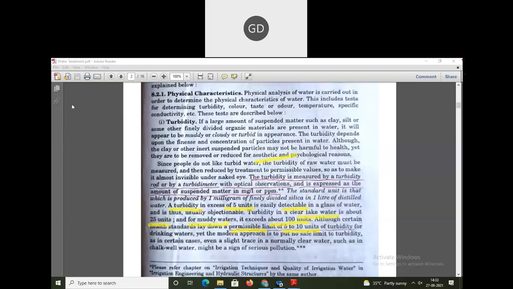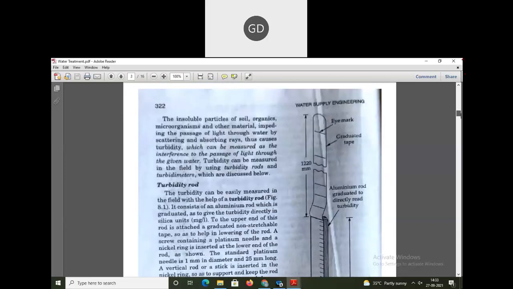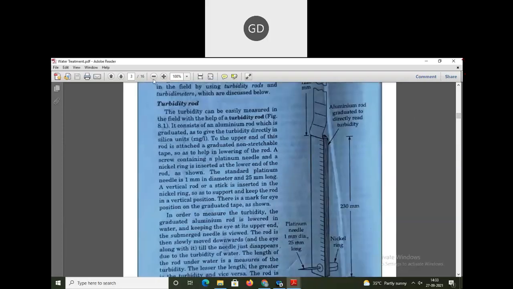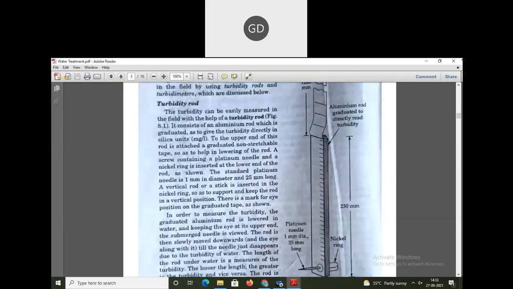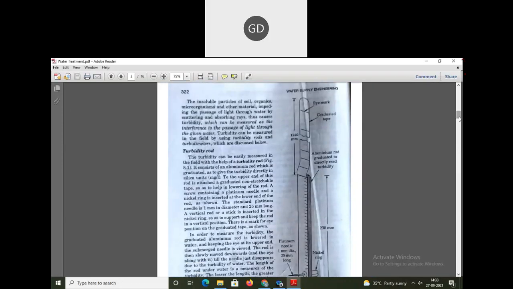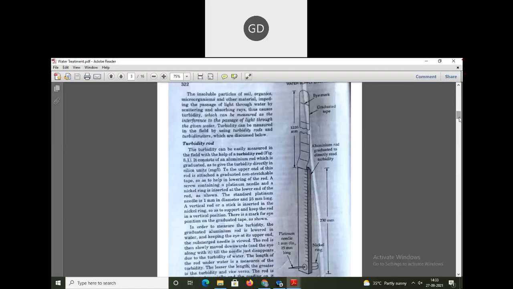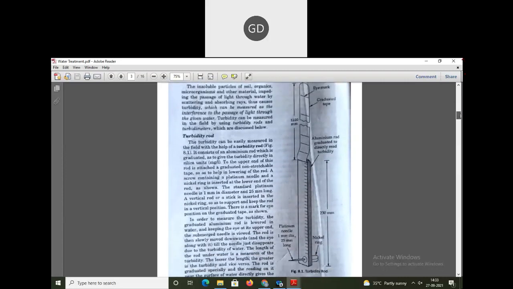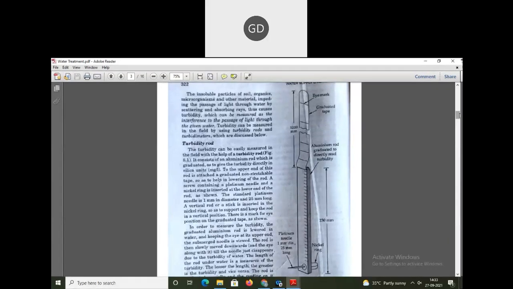Next, we were talking about the turbidity rod. Suppose you are in the field and you need to measure the turbidity there. In the field, you can measure turbidity with the help of a turbidity rod. This diagram you are seeing is of a turbidity rod. So what does it consist of?